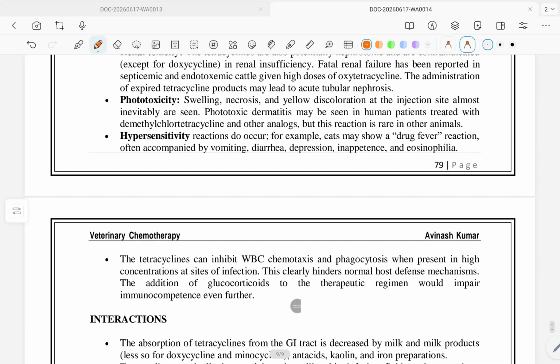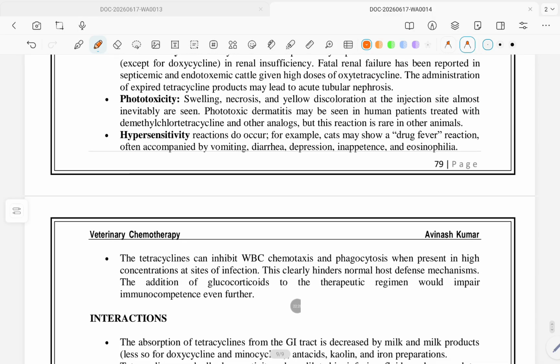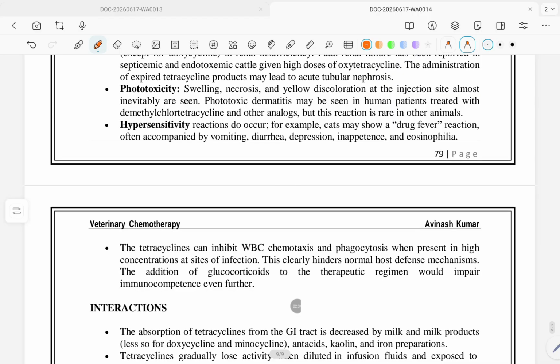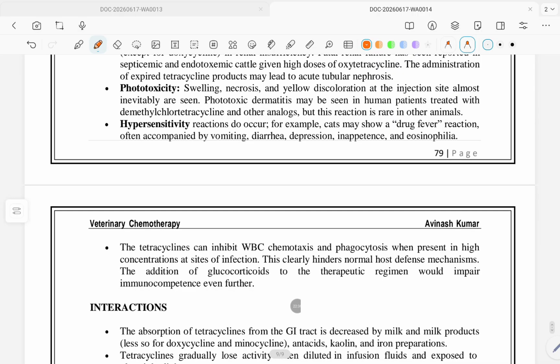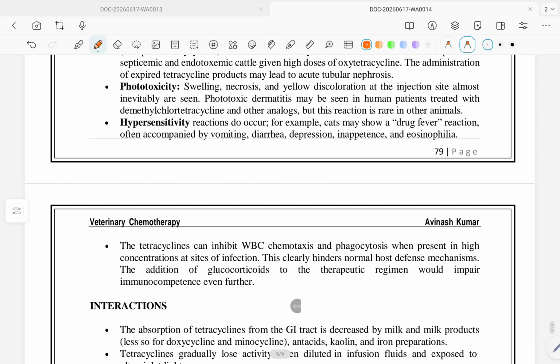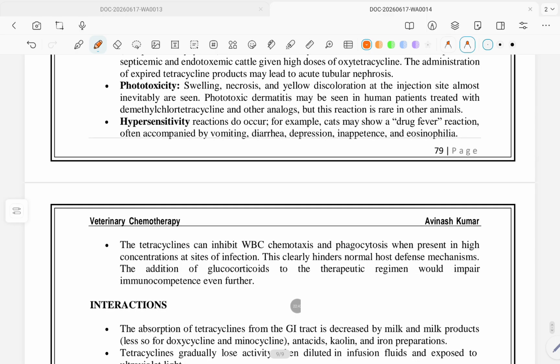Phototoxicity. Swelling, necrosis, and yellow discoloration at the injection site almost inevitably are seen. Phototoxic dermatitis may be seen in human patients treated with the methyl tetracyclines and other analogs, but this reaction is rare in other animals.